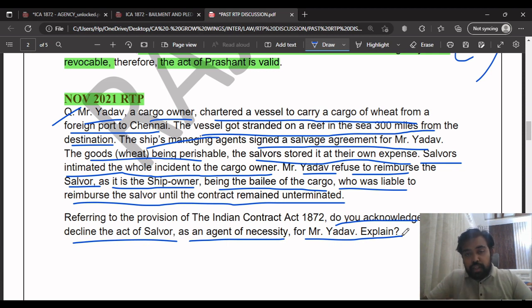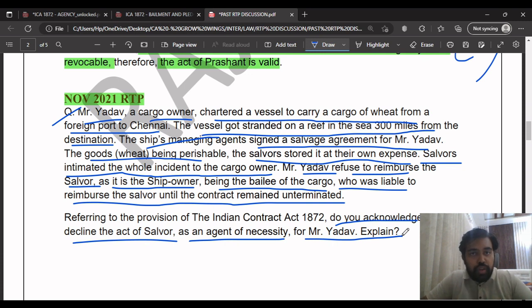Then they are telling that the salvors are there. The goods are perishable. The wheat, as you know, can't be kept for a long time in the sea. It will perish. So it's perishable goods. So the salvors stored it at their own expense. The salvors intimated the whole incident to the cargo owner and asked him to reimburse the expenses which they incurred for storing the wheat. But the cargo owner told them that the ship owner is responsible, not the cargo owner, because the ship owner is in the contract.